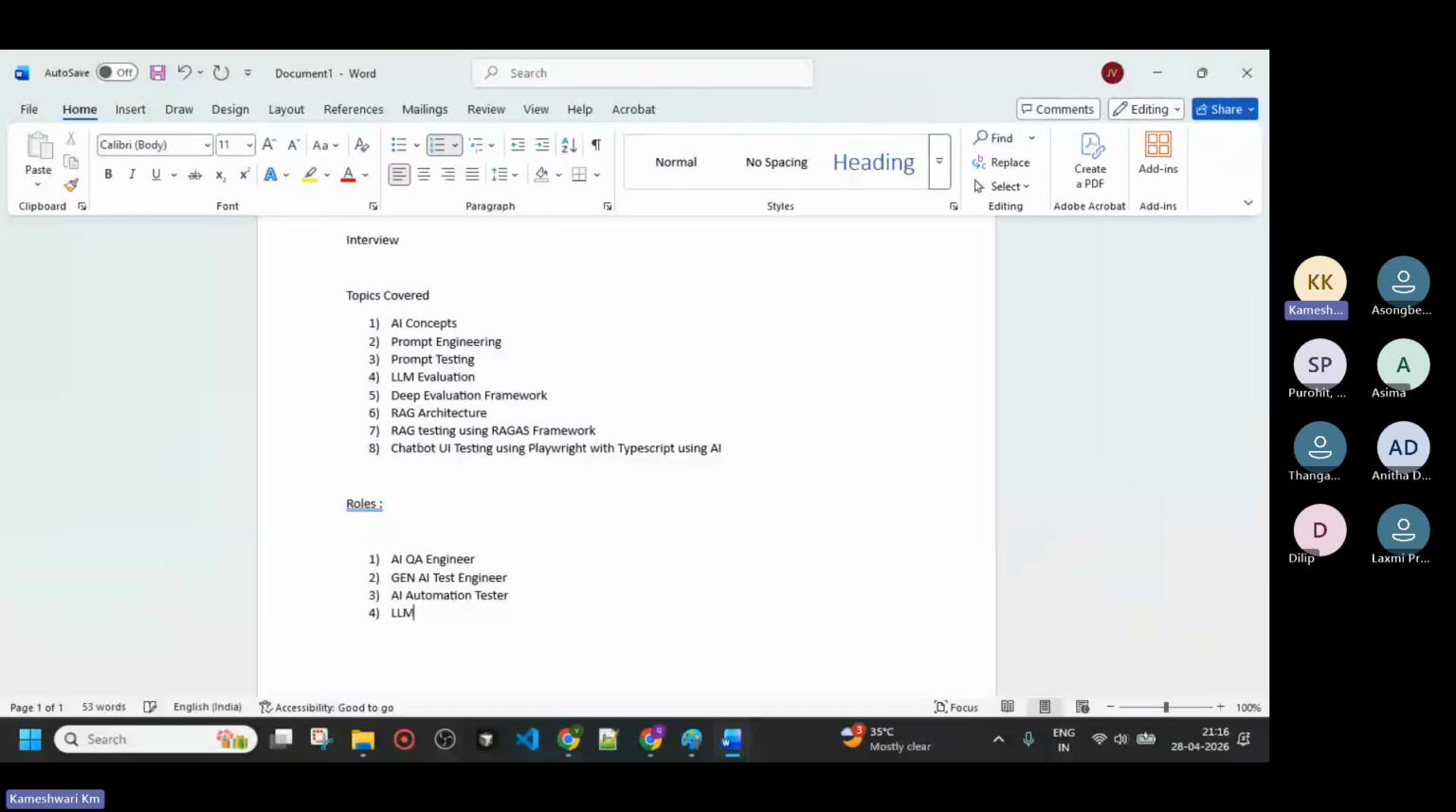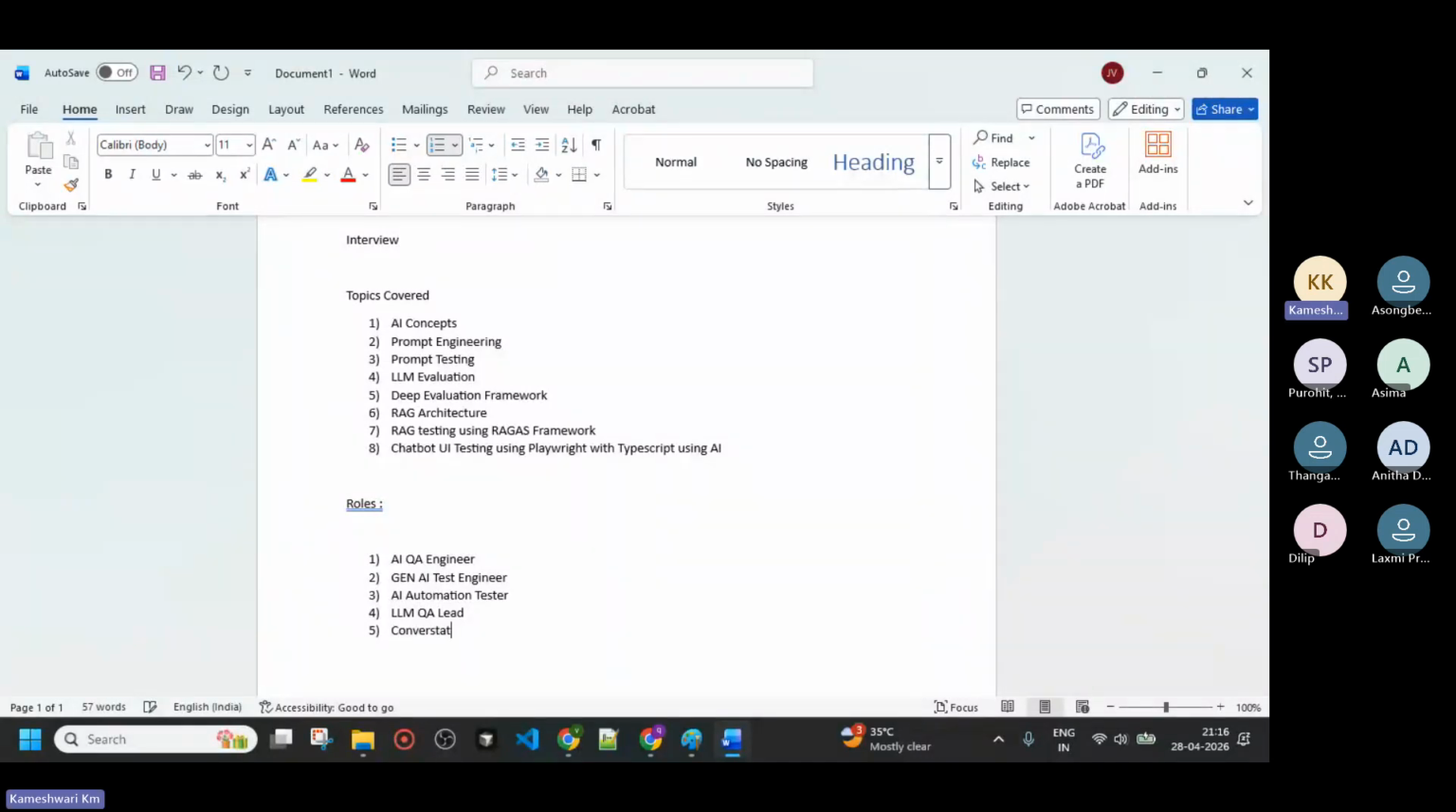And you can go for LLM QA lead as well, because you know exactly what LLM is about and how LLM is going to help in doing evaluation. Are you going to do grounding testing, whether it is the correct answer or not, by doing evaluation metrics, deep evaluation metrics? So you can go as LLM QA lead as well.